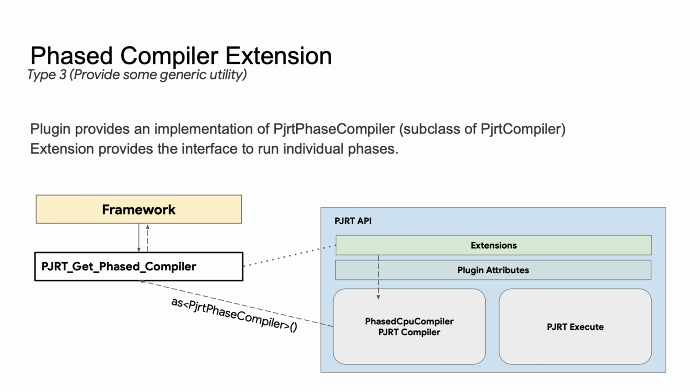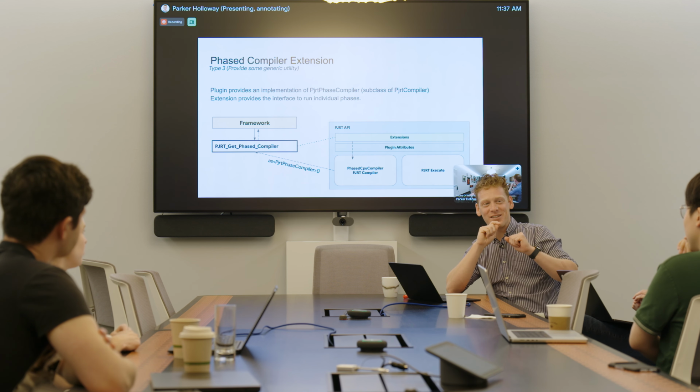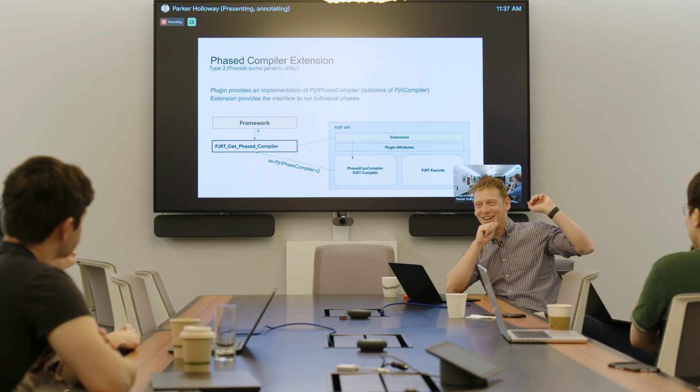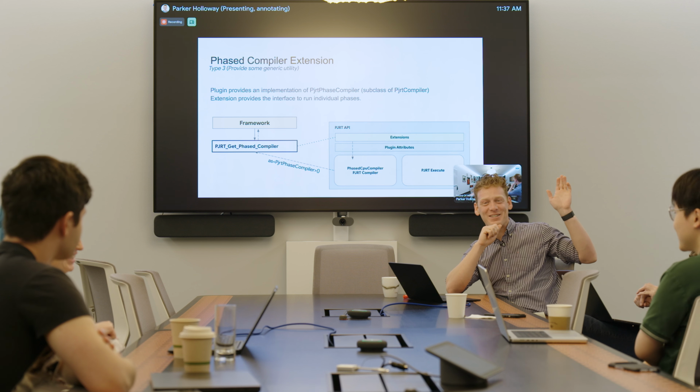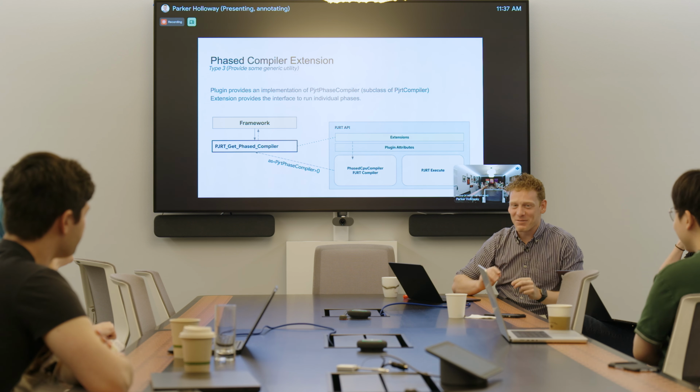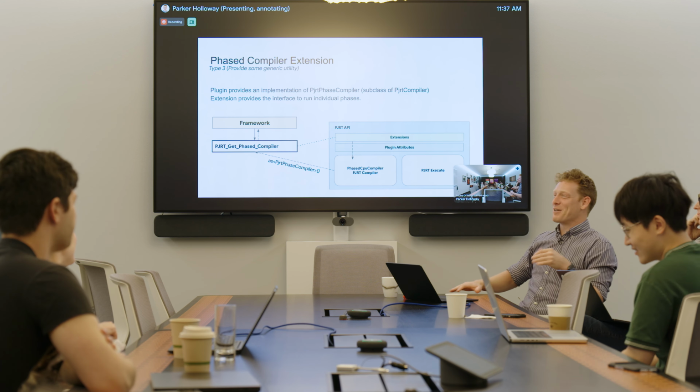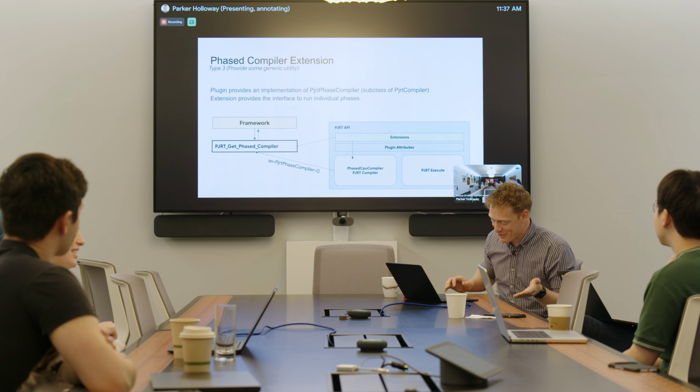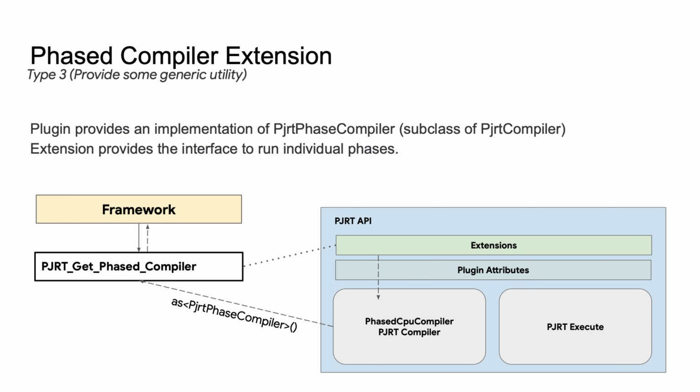I'll pause and say, who is familiar with the top half, bottom half sandwich terminology, or should I take a few minutes and explain that? Okay, I'm going to take a few minutes and explain what I mean when I'm talking about top half, bottom half sandwich. So the PJRT core API is a C API with a number of function pointers.